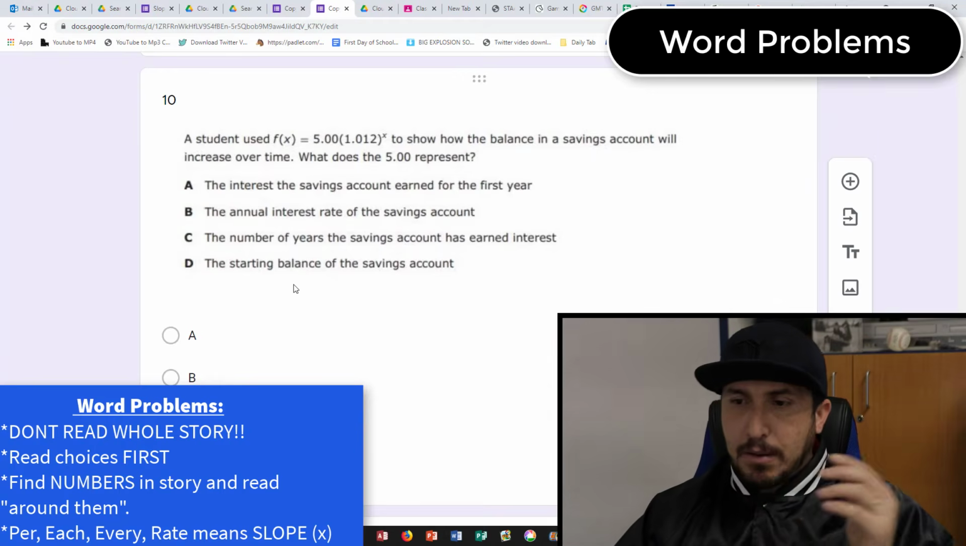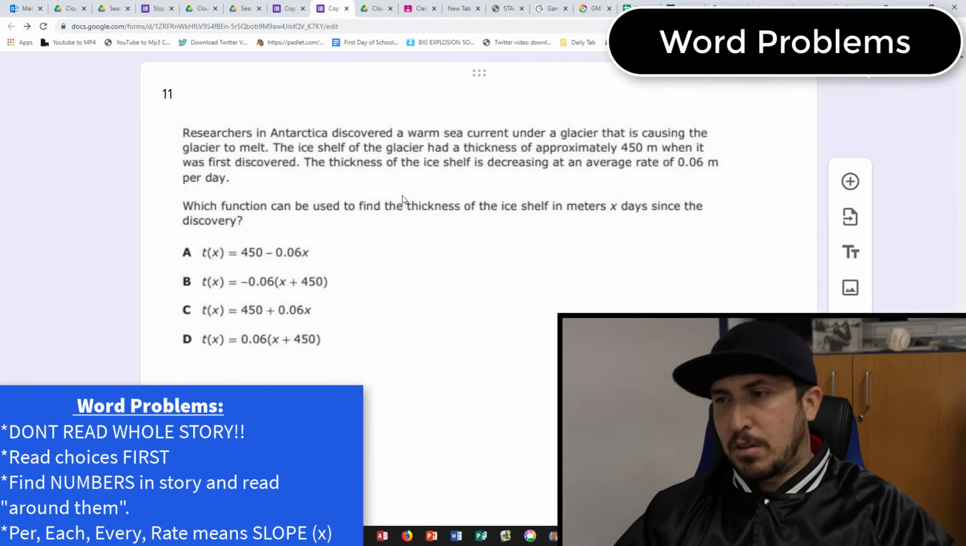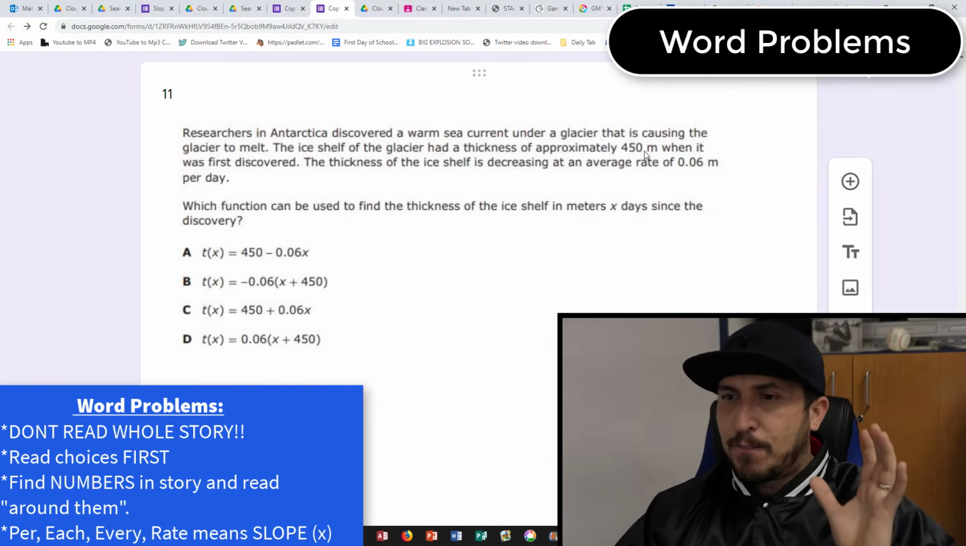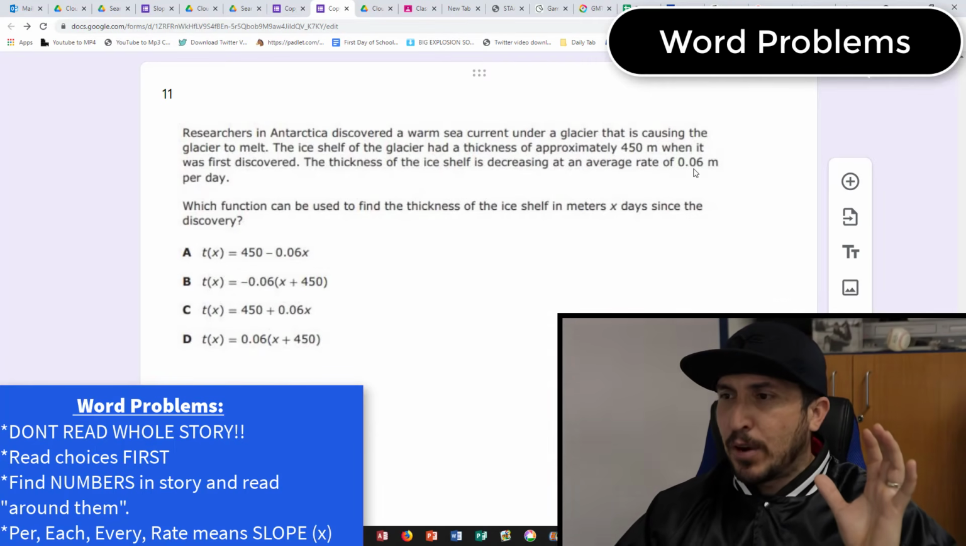All right, here you go, this guy, blah, blah, blah. All right, this one I want to go to right here. Check this one out. What function can be, blah, blah, blah. Okay, I got an equation. Shoot, let's go find numbers. I see a 450. Okay, it makes sense. Then I see a 0.06.